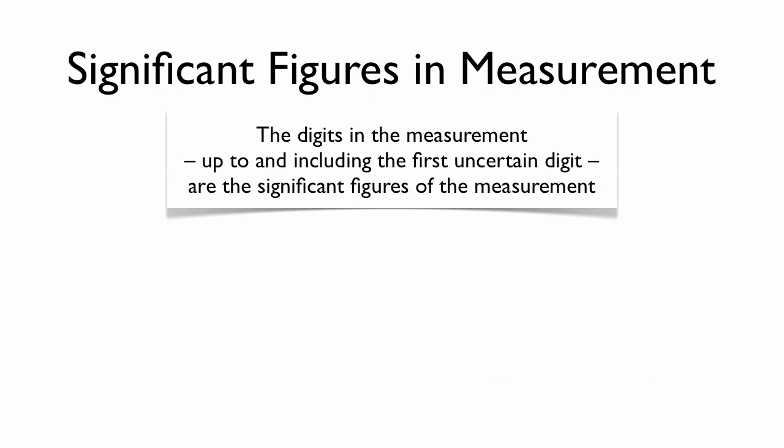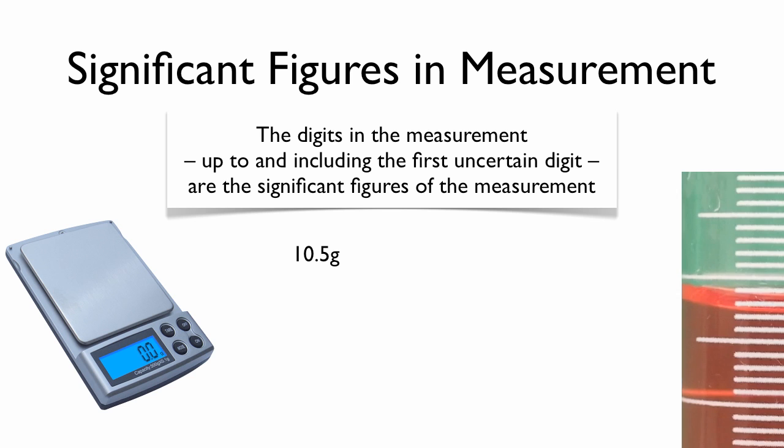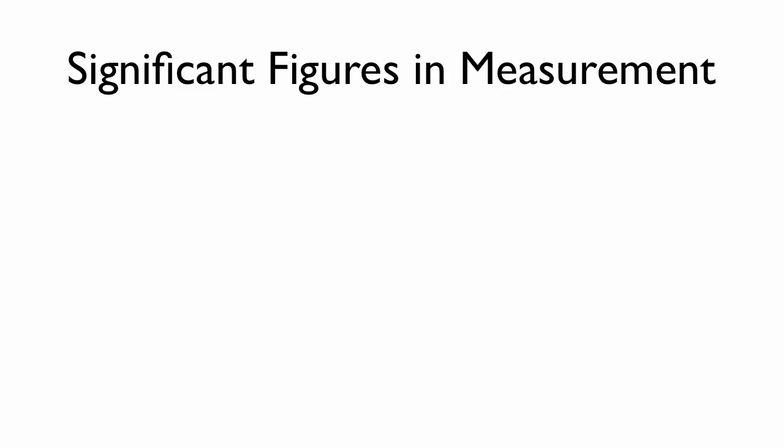Significant figures in measurement. By convention, when scientists communicate their measurements to each other, they always include the first uncertain digit. So for a concrete example, back to our digital scale, which measured 10.5 grams, and our graduated cylinder, where we measured 10.4 milliliters. These both have three significant figures.